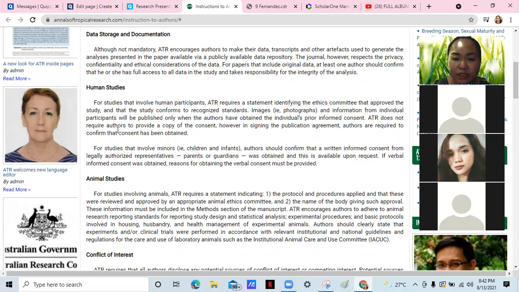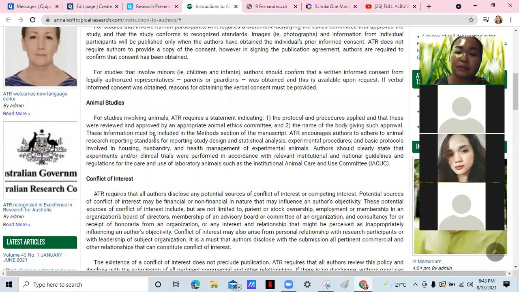So images and information from individual participants will be published only when the authors have obtained the individual's prior informed consent. So there is consent, although you don't need to submit a copy of the consent, however, when you agree to the publication, you confirm that yes, there is really consent. For minors, like children and infants, authors should confirm that written informed consent from the legally authorized representatives like parents or guardians is also obtained when requested, and that verbal informed consent is obtained.